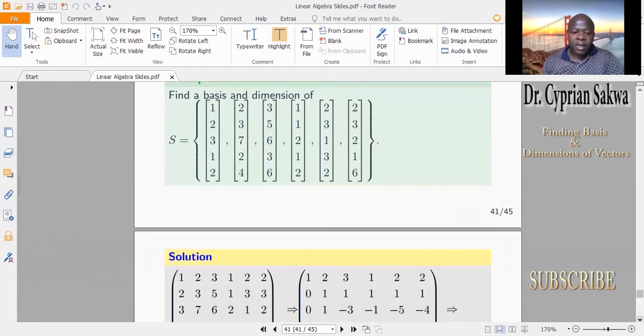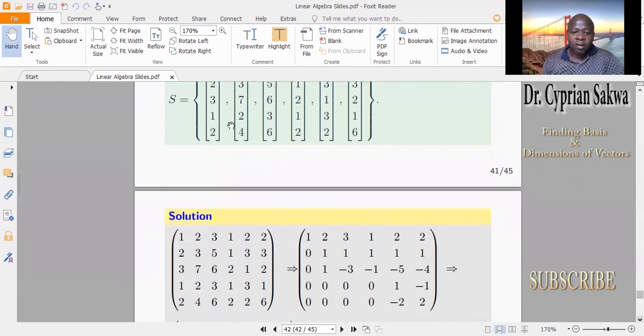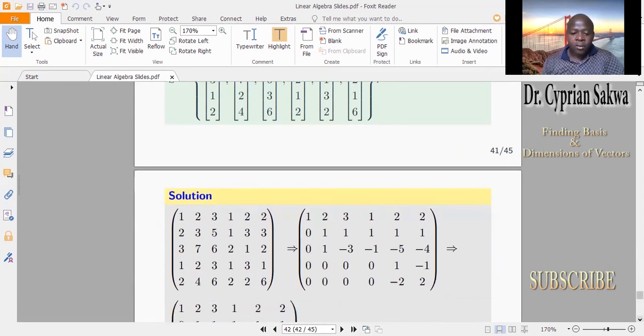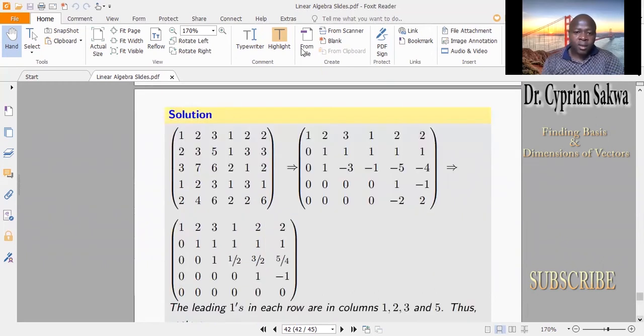So I would still arrange these elements the way they are in column form. The first element as the first column, the second element, second column, the third element, third column, the fourth element, fourth column, the fifth element, fifth column, and the sixth vector here to be the sixth column. And then reduce to echelon form. And you know how to reduce that. So when I did reduce to echelon form, what I got was this as my final matrix. Remember that the vectors were arranged in column form.